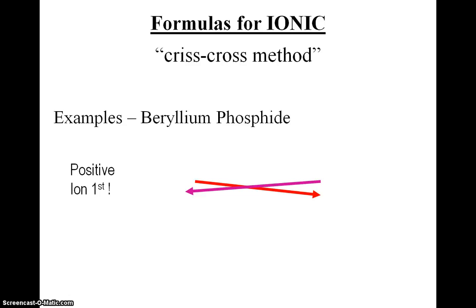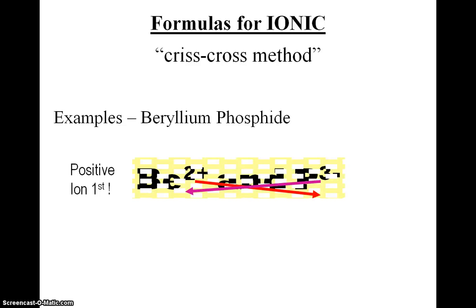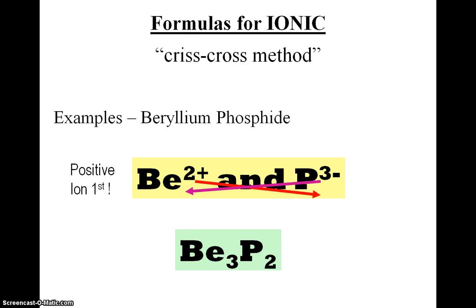The first thing that we're going to write, you always put the positive ion first. So beryllium is Be, it has a +2 charge. Phosphide is P, it has a -3 charge. And what we do is we crisscross the numbers down. We don't bring the charge, so we don't bring the plus or the minus, but we just bring the numbers. And we get a compound, and the correct formula is Be3P2.